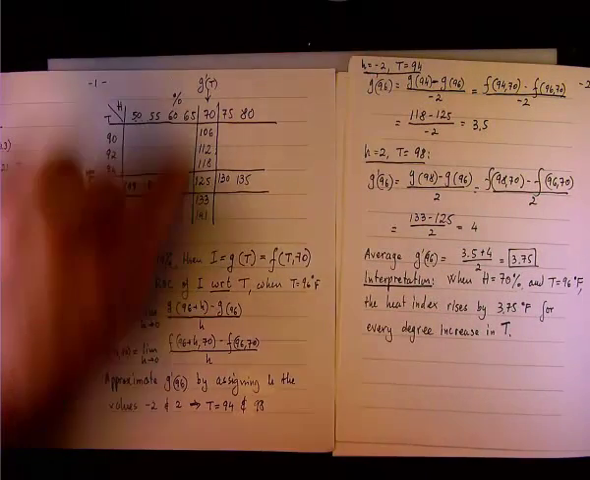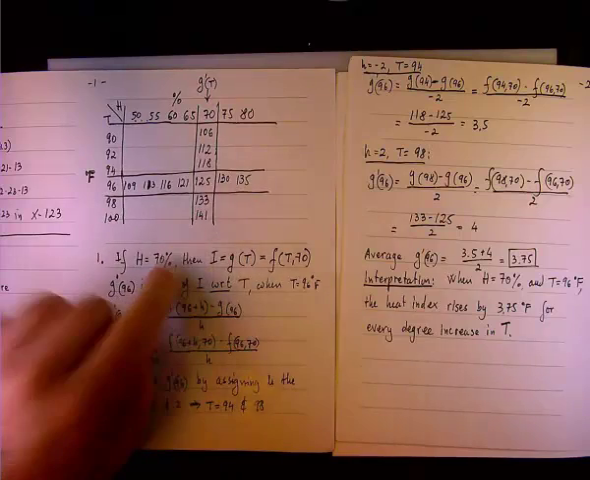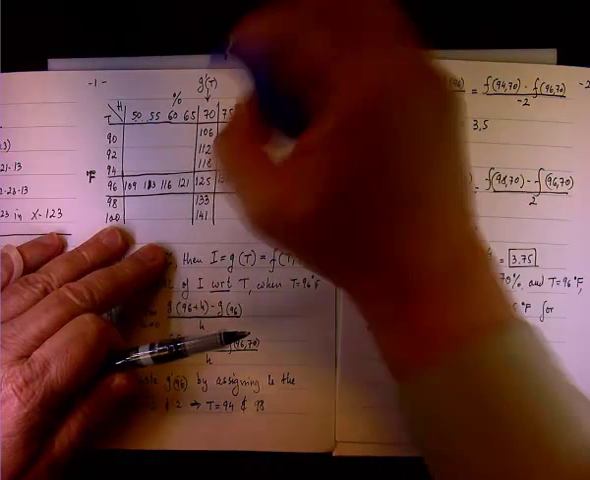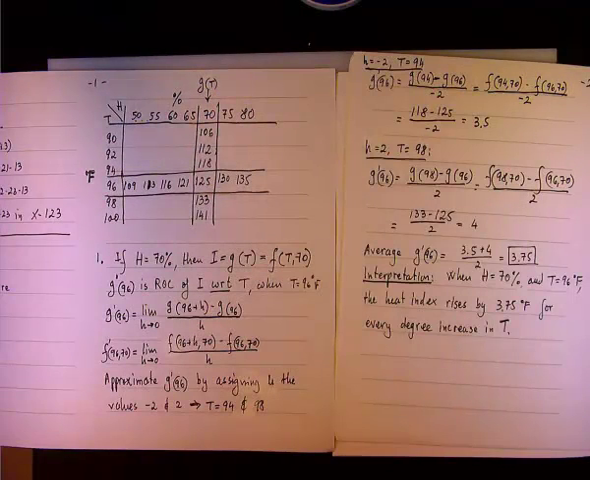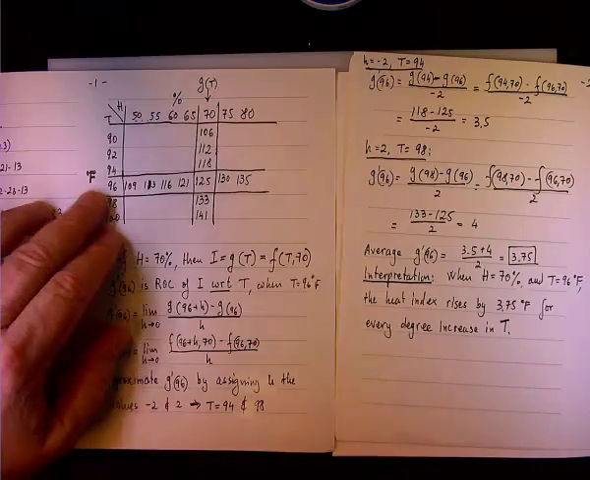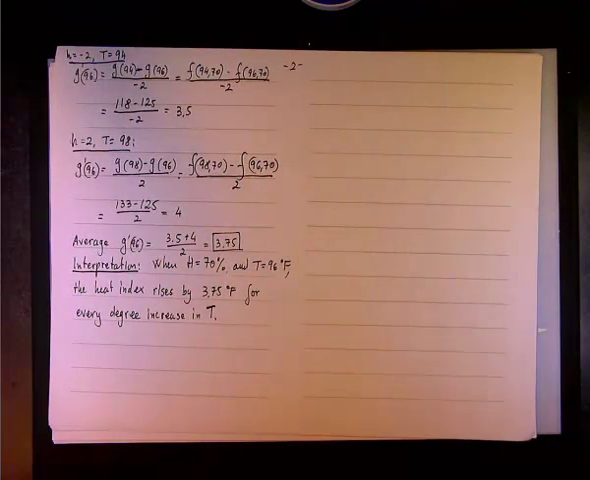Now we can treat the same thing. So going back to the graph, the table here, what we did, we held the humidity at 70%. So really, this is g of T.